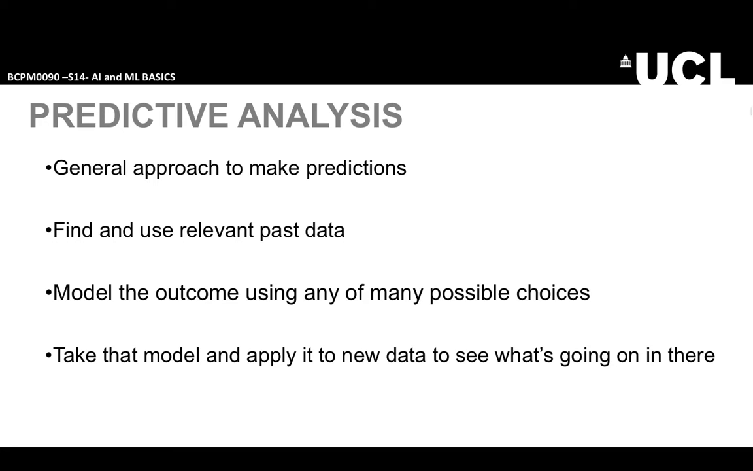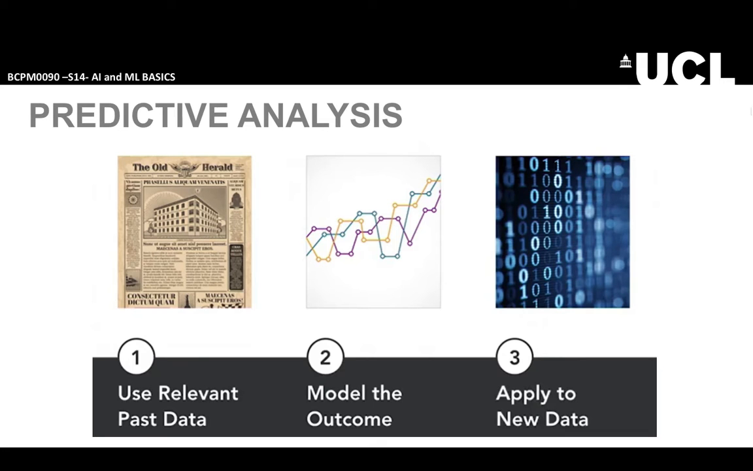Then we will have to build a model to predict the outcome using any of many possible choices. And finally, you take that model and you apply it to new data to see what's going on in there. So the main three steps in predictive analysis are to find and use relevant past data, to build a model that will predict outcomes, and to apply this model to new data in order to get predictions for this new data.